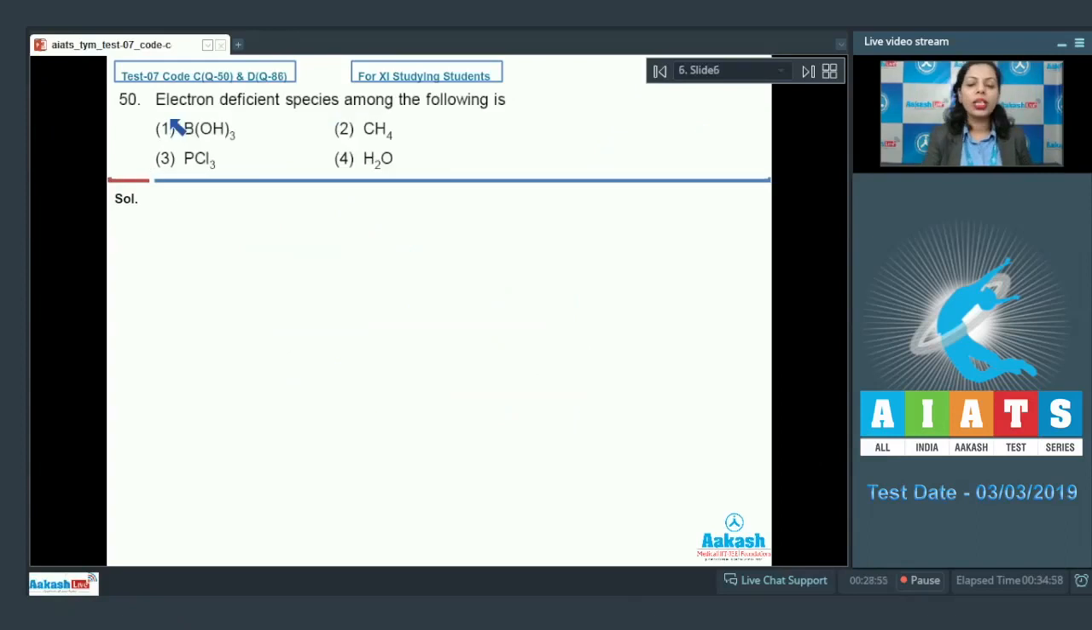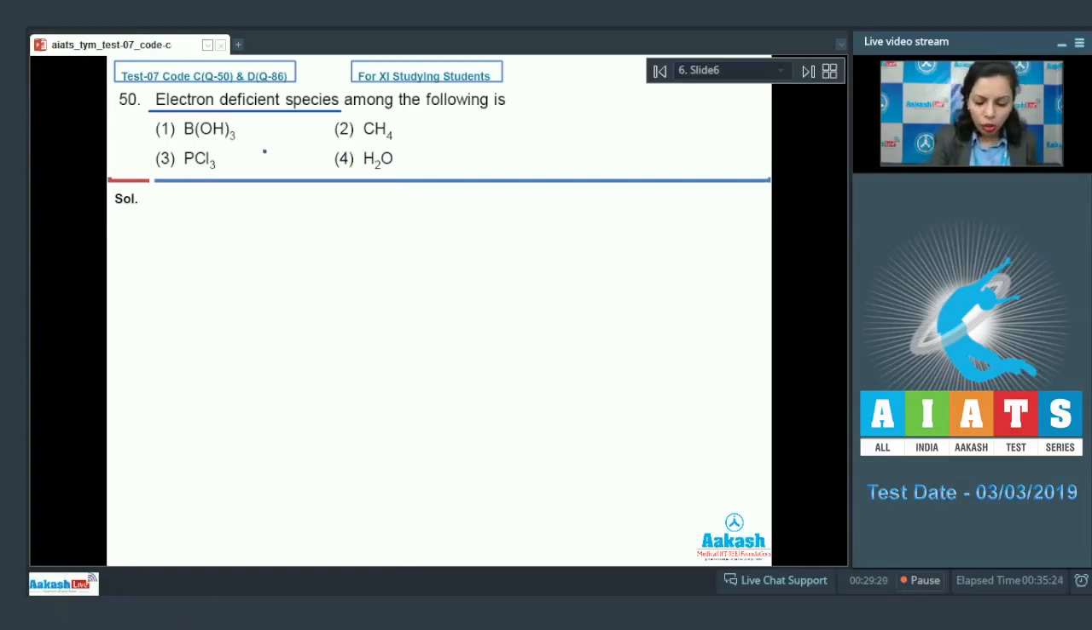Let's take question number 50. Electron deficient species among the following is. We have different options given here. What are electron deficient species? These are generally Lewis acid, which have the deficiency of electron. If I talk about the option 2, CH4, methane, this is electron precise species. While if I talk about H2O, this is electron rich species. It is not electron deficient. The same case is there for the PCl3 also.